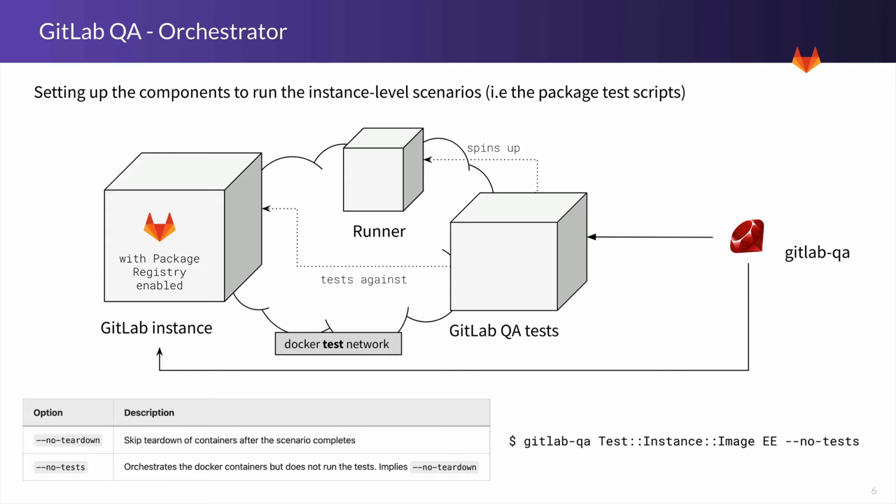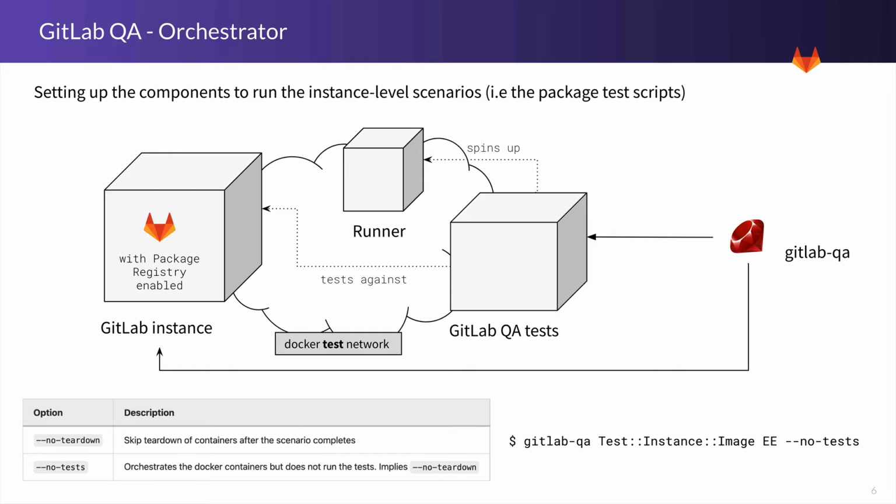Within the GitLab QA tests container, basically, this is just an image that is built with the latest tests and framework bundled. And this is going to be targeting the GitLab instance that we see here. By GitLab instance, I mean this is a GitLab Omnibus instance that is configured with the orchestrated level scenarios as we are seeing in the previous slide.